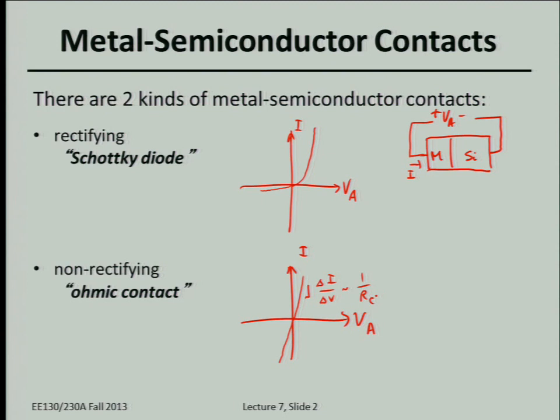So in other words, ideally for a metal semiconductor contact, if you just want to flow current into and out of the semiconductor, you'd like this curve to be as steep as possible. In other words, you don't really want to apply a lot of voltage across the contact in order for a significant amount of current to flow.